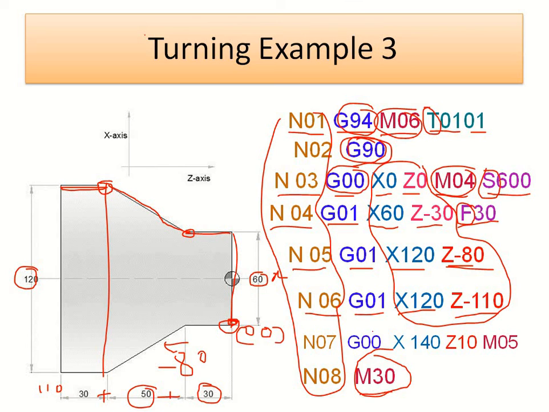The remaining is G00 rapid traverse, G00 X140 and Z10. From this position again, that is rapid traverse in the X direction, in the plus direction we can take 10 mm, and M05 is the spindle stop.